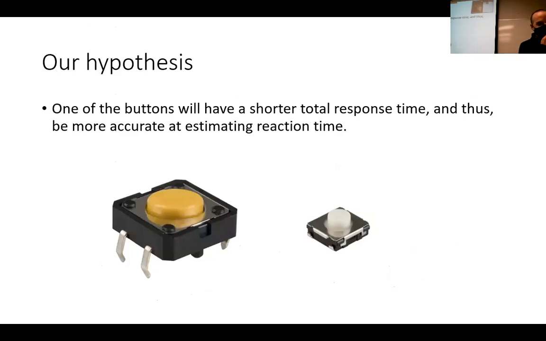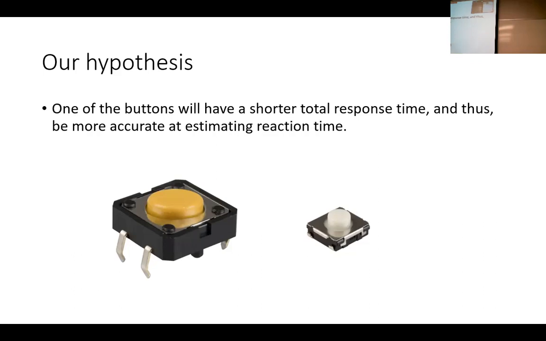So the hypothesis here is that one of the buttons will have a shorter total response time, and that button would be a more accurate estimate of reaction time. Now, what is different about these buttons besides that one is small and one is big and one is white and one is yellow? Well, we do have the technical specifications of these buttons, but I don't want to share them with you because I don't want to bias your performance.